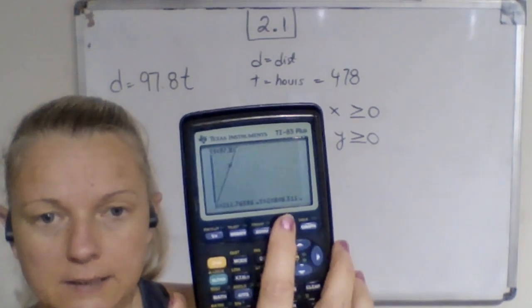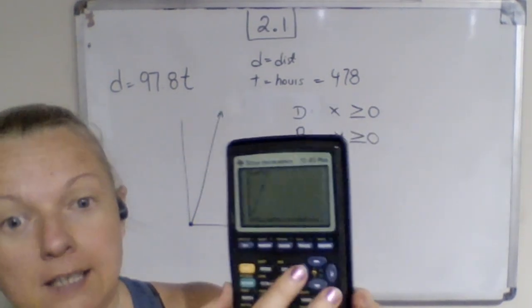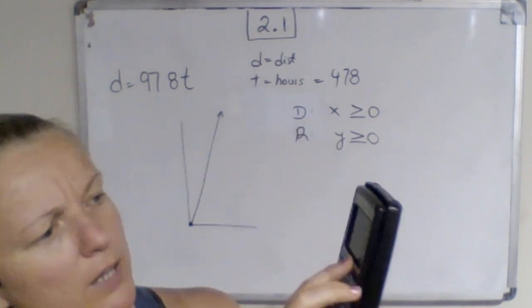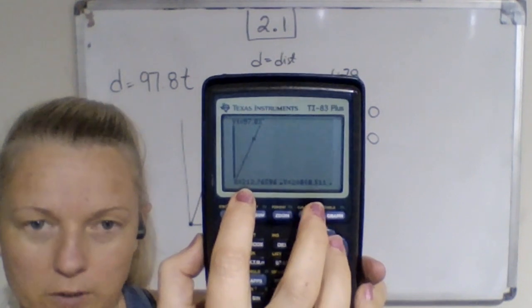How did I do this? Again, trace, and then you move left and right. They give you the y, so you have to watch for your y to be 20,000 kilometers, and then you get to read your x.